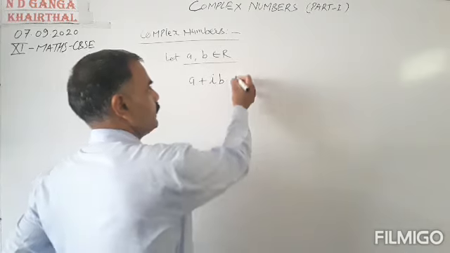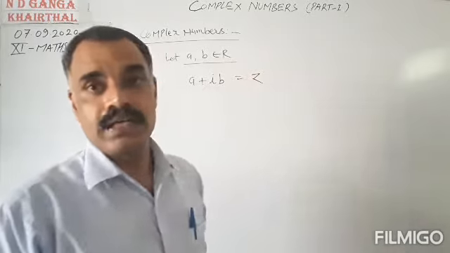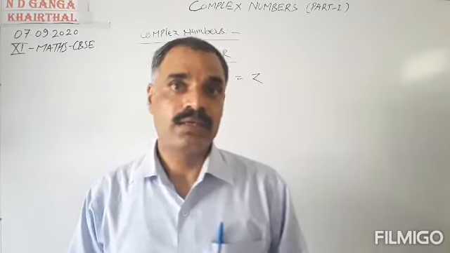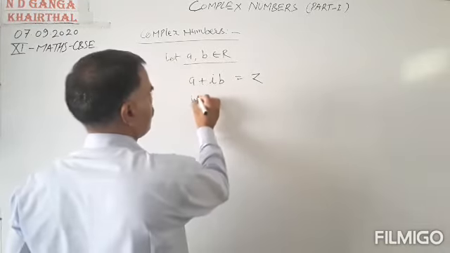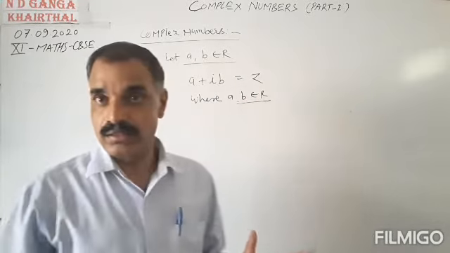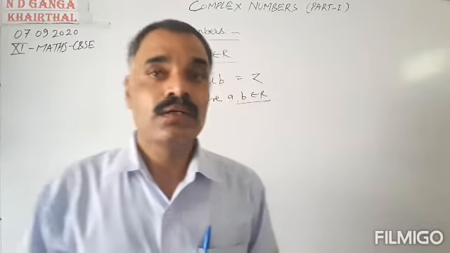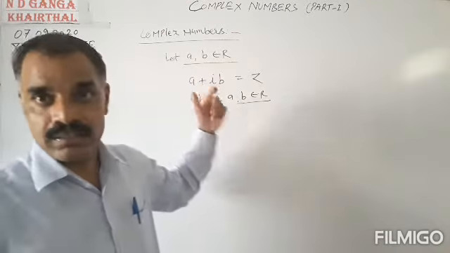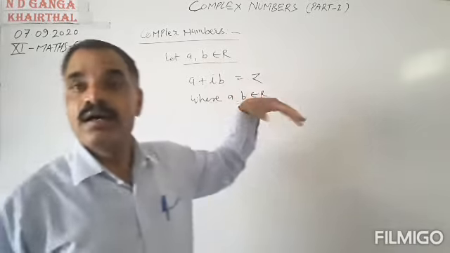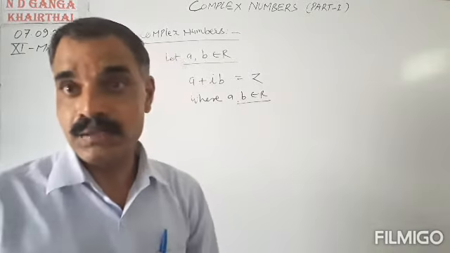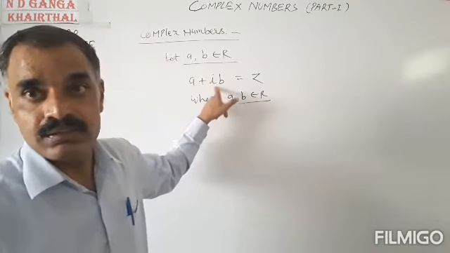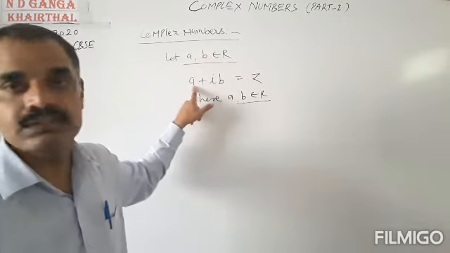It is denoted by z. Z is the complex number, where a and b belong to R. In this complex number, a is the real part and b is the imaginary part, as b is multiplied with the imaginary unit. That is why it is the imaginary part, and a is the real part.